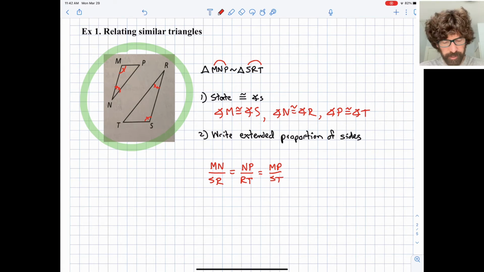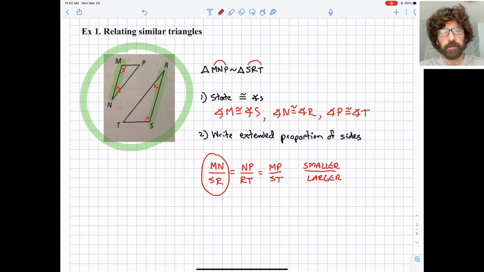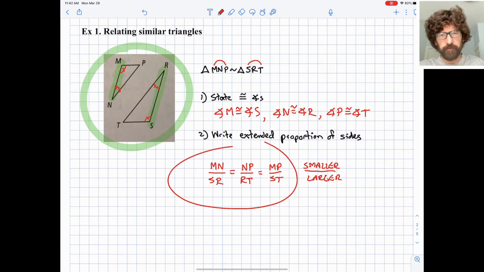Okay, so we just need to make sure that we're relating corresponding sides. MN here corresponds to SR here. And we also need to know that we're doing this consistently in a smaller divided by larger order in our proportion. It could be larger divided by smaller, that's fine, but you just have to be consistent all the way through. Okay, so that would be a correct extended proportion of the sides.